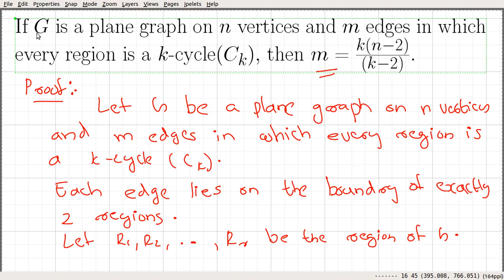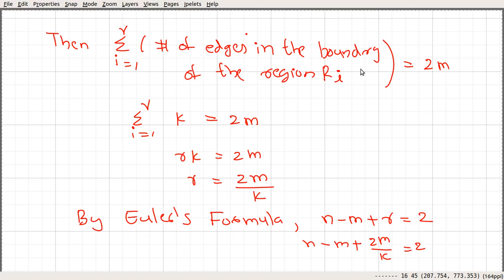Okay, so that says if G is a plane graph on n vertices and m edges in which every region is a k-cycle, then the number of edges is k times n minus 2 divided by k minus 2. So it follows from Euler's formula.